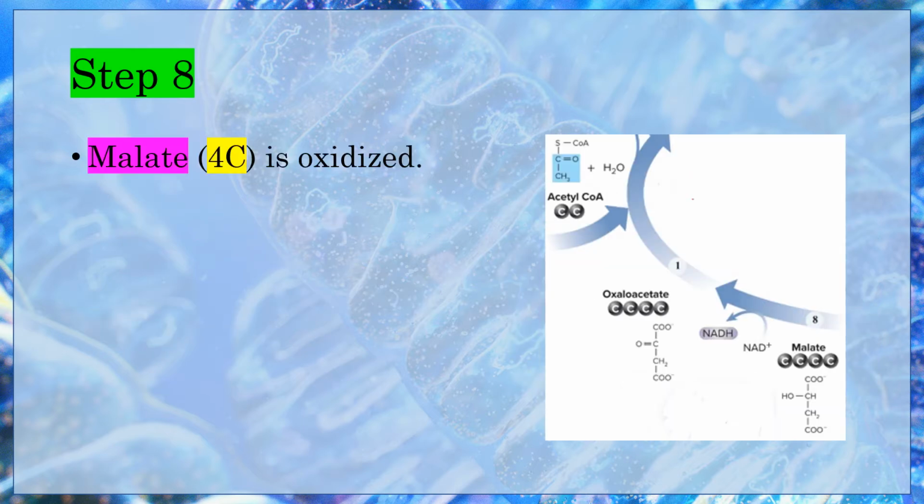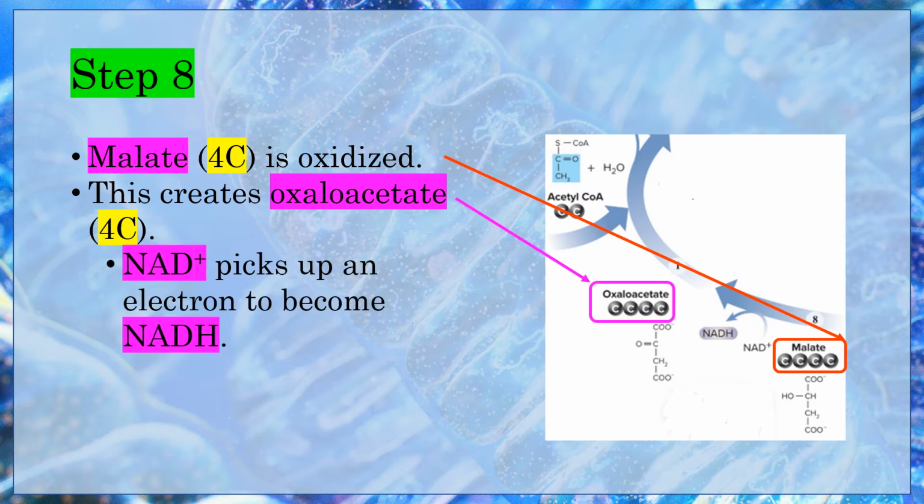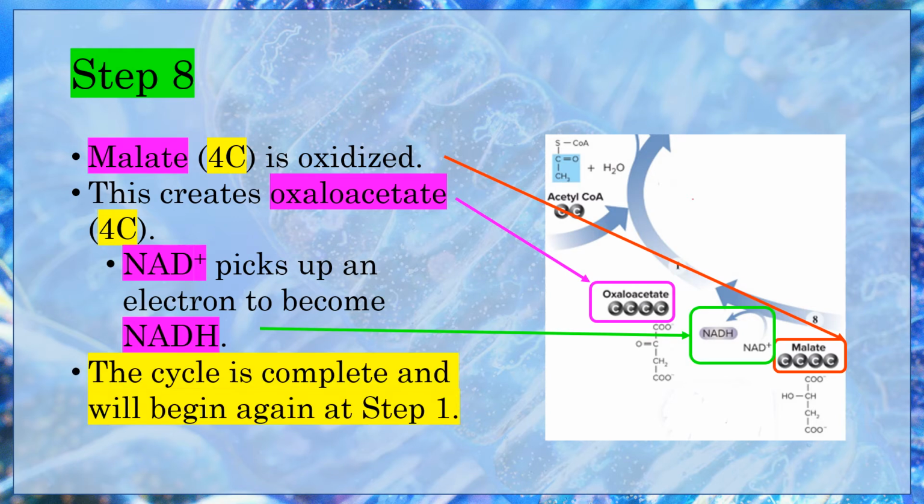Malate, a 4 carbon molecule, is once again oxidized, which means it loses electrons. This creates oxaloacetate, which is a 4 carbon compound, as seen in the purple. NAD picks up an electron to become NADH from its oxidation, seen in the green. And the cycle is complete and will begin again at step 1, if we remember that oxaloacetate combined with acetyl-CoA.